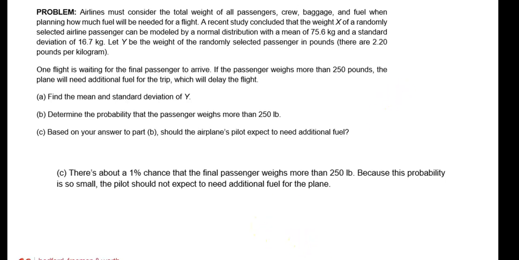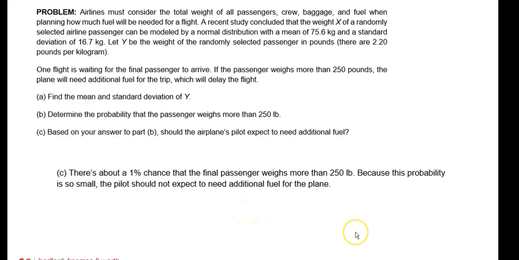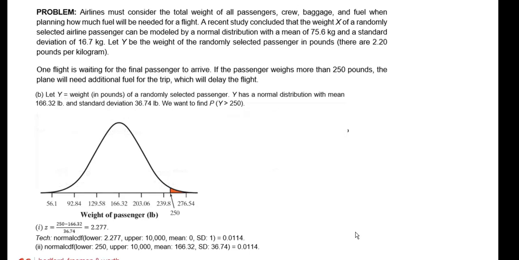Okay, so we want to find out the greater than that. So you're going to use norm CDF 250 to, if they said 10,000, I would just say infinity on your calculator. Mean is 166.32, standard deviation 36. So it's a 1.14% chance.